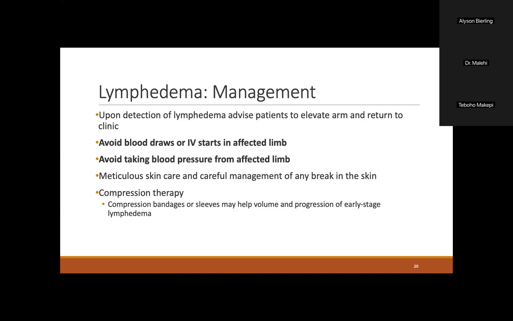Any break in the skin with lymphedema can really quickly lead to a cellulitis. That trapped lymph fluid creates an environment where bacteria can really thrive, and that cellulitis can really quickly lead to sepsis. So really important that we are, one, preventing any breaks in the skin from happening, and then two, if it does occur, managing that very carefully.